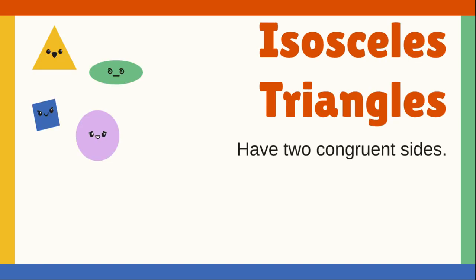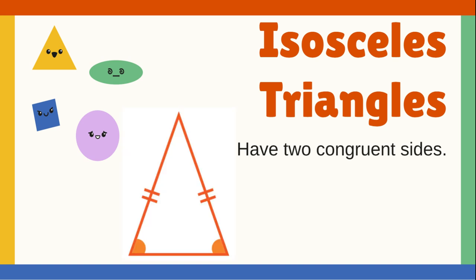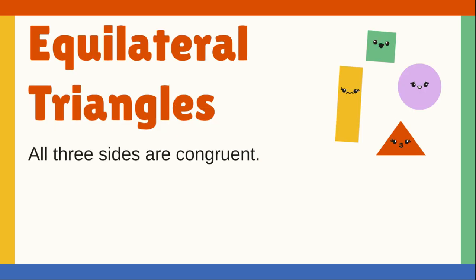Then we have isosceles triangles. So isosceles triangles have two congruent sides. And like we've said several times, congruent means the same. So if we look at this image of the triangle, it has two sides that are the same. This also gives it two angles that are the same down at the bottom. Okay, so you can see the two little lines show you on each side that they're equal. And then down at the bottom, you can see that there's two equal angles there. So that is an isosceles triangle.